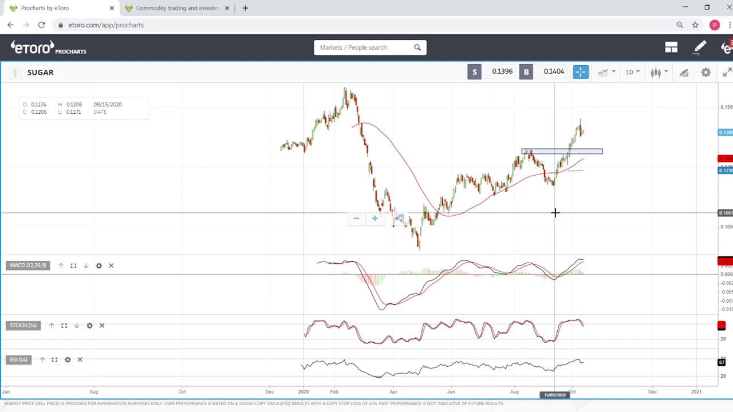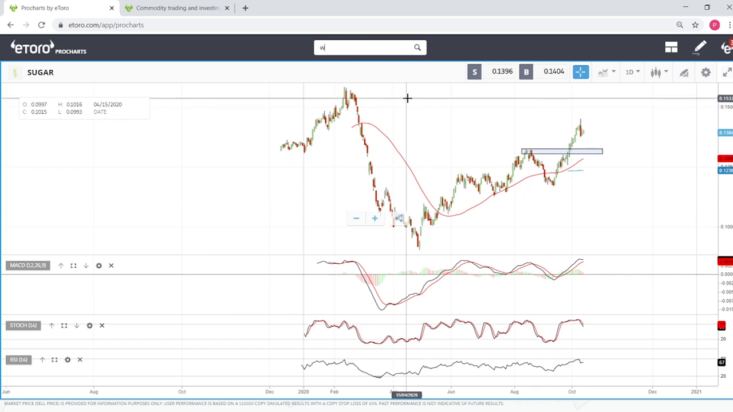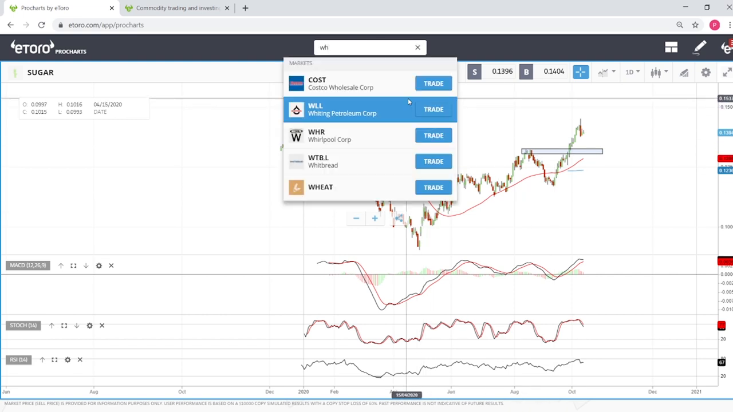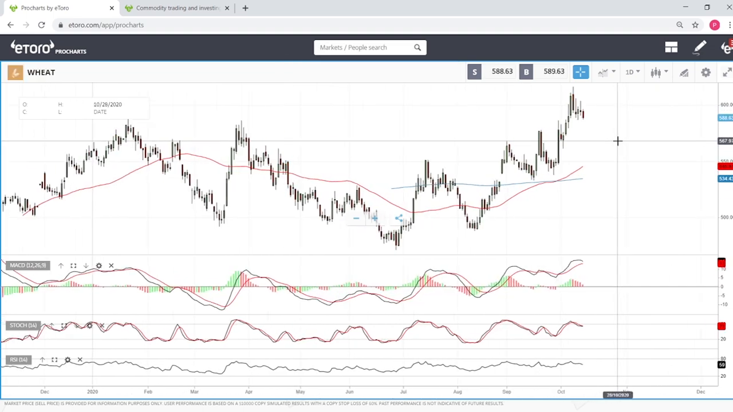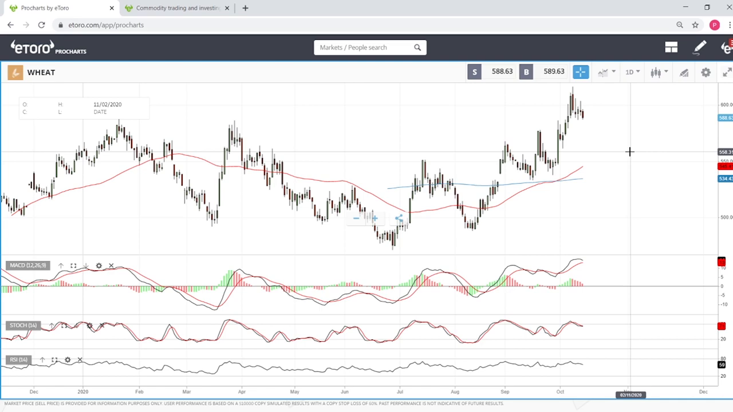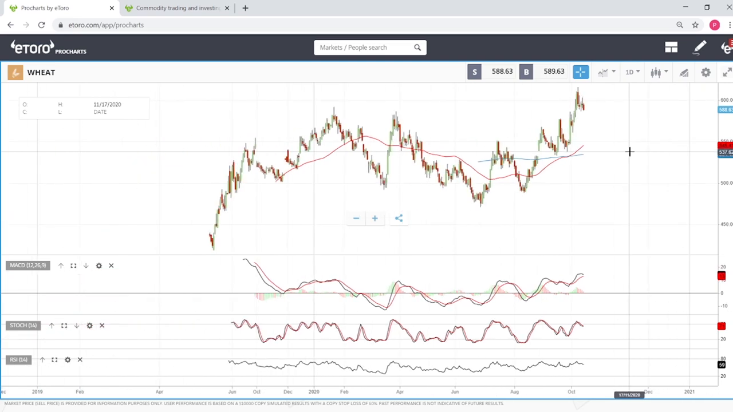So I have been asked in the comment section whether or not I could add wheat to my analysis, and I thought, why not? So let's see. I have technically never traded wheat, and this is not a market that I look at ever, but why not?